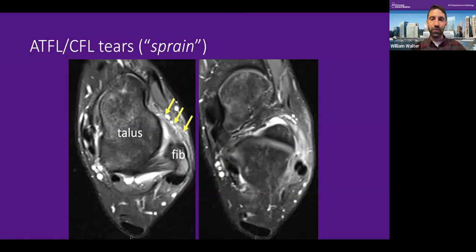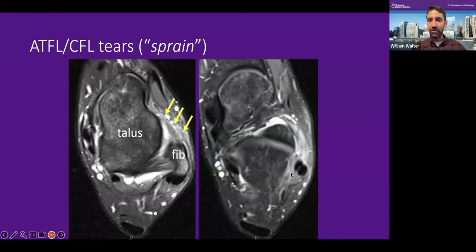And I'll show you the normal comparison in a moment, but remember this should be a dark, linear, intact structure, and instead we see that it is expanded and replaced by a lot of edema and fluid around where we expect that ligament to be, and this is what a ligament tear looks like.